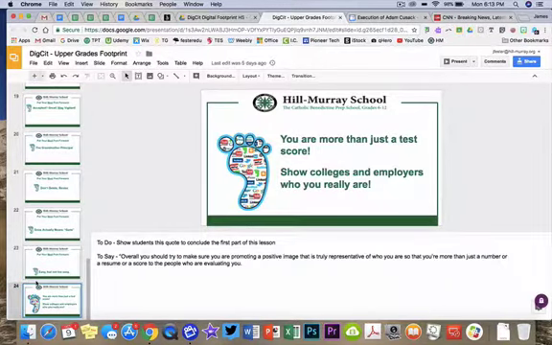Above all, the big message we want them to get from this lesson is that they're more than just a test score or a recommendation or a number when it comes to service hours. They're a person. And we really want them to think of digital footprint as a vehicle to show colleges who they really are. So that's essentially the whole lesson in its entirety, very brief.